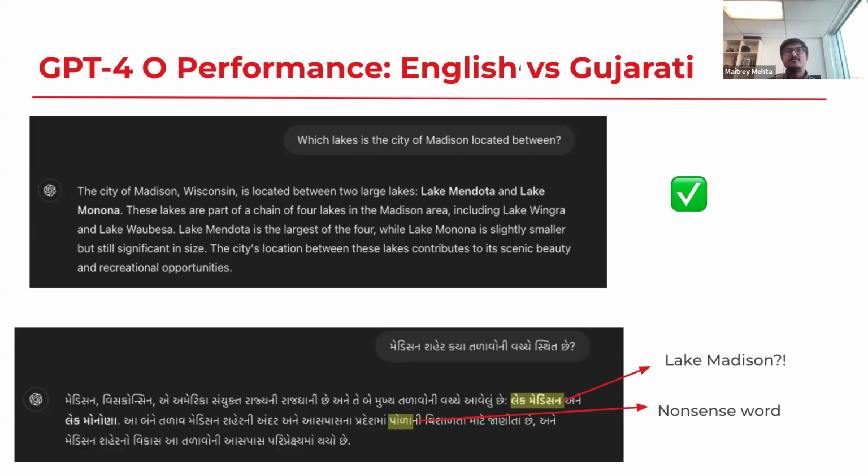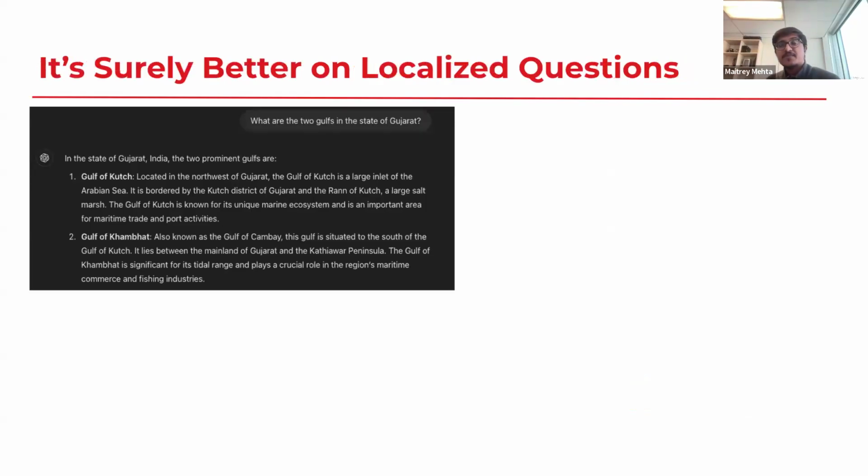So what if I ask something about the region that the language is spoken in. So as this question, Gujarati is spoken in this Indian state of Gujarat. So I ask, well, what are the two gulfs in the state of Gujarat? And this is in English, and it gives me this response.